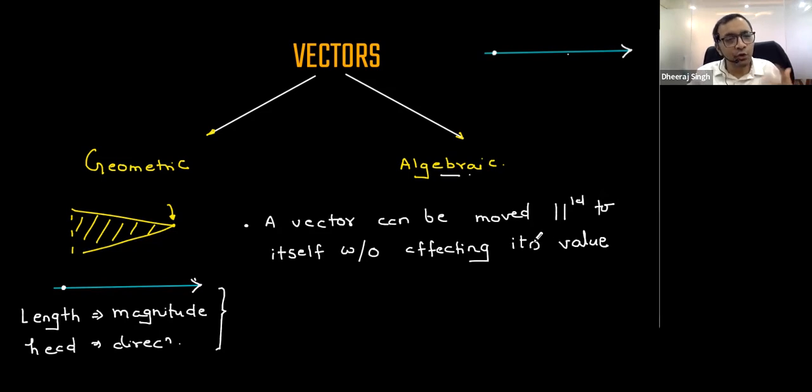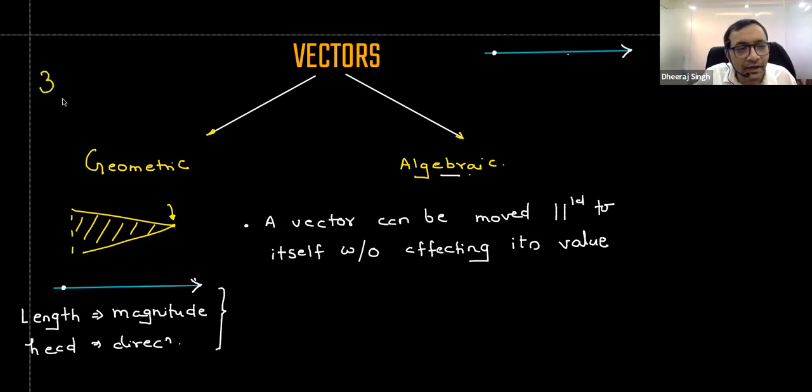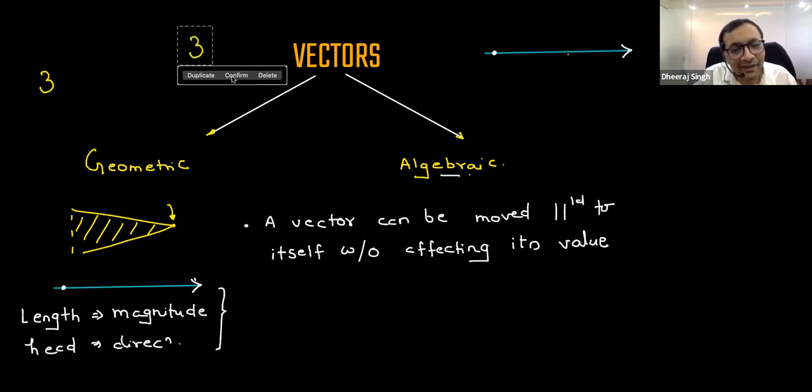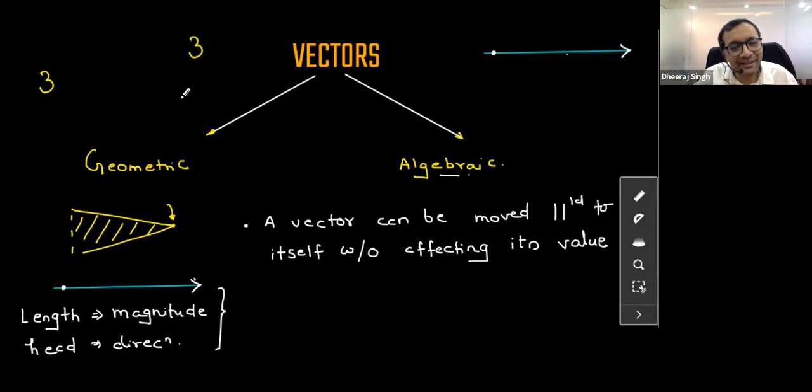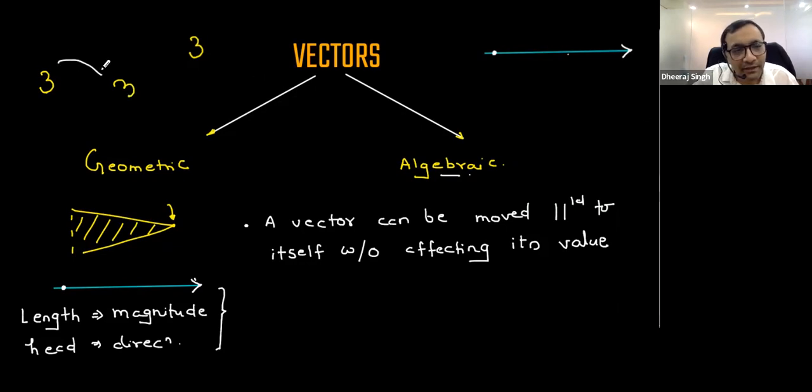Now, is this something unique to vectors only? What do you think? Is this something which is completely new? It's not something completely new. For example, let's say you write the number 3 here. You move this number 3 from here to there, it still remains 3. In fact, if you rotate this 3 a little bit, does it still remain 3 or not? It remains 3 only. That doesn't change.